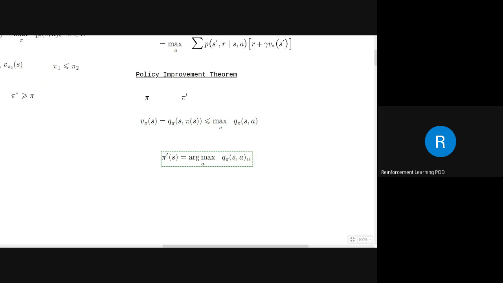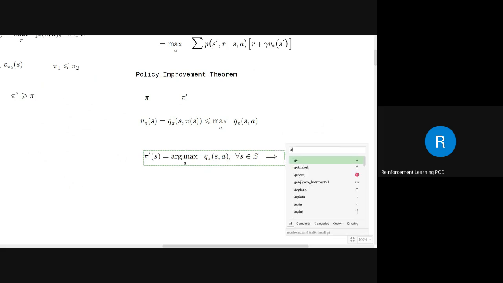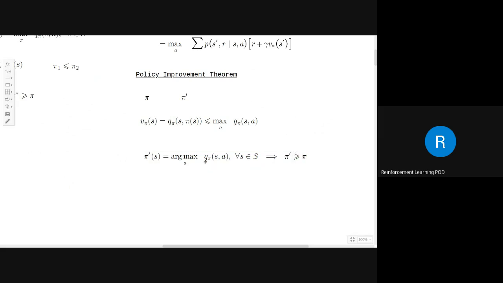You do this for all S, right? So you do this for every state. You choose that action starting from the state which will give you the maximum value for the current policy. That particular action, you set that as pi prime of S. Then this leads to the following: pi prime greater than or equal to pi. That is what the claim is.